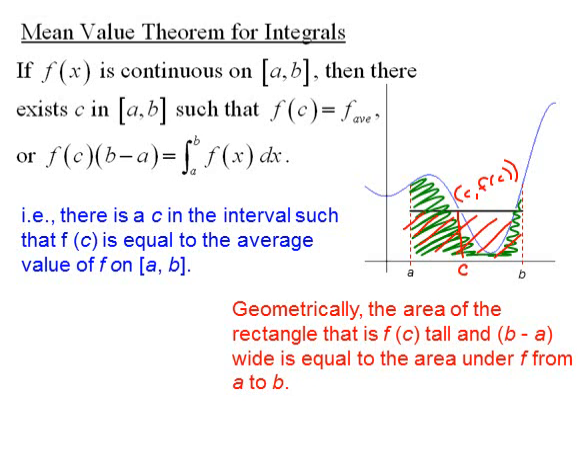Thinking about this geometrically, the theorem really says that we can pick a value c between a and b such that the area of the rectangle with height f of c and width b minus a, which is shown in red in the diagram above, is equal to the area under the curve from a to b, which is shown in green.